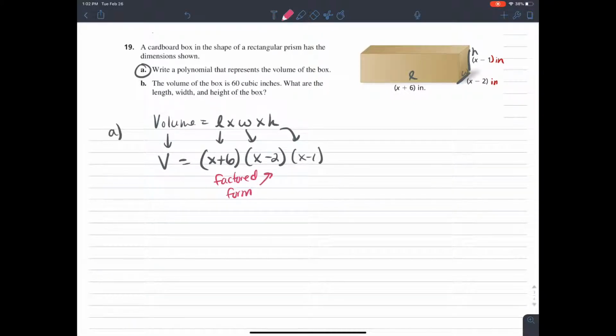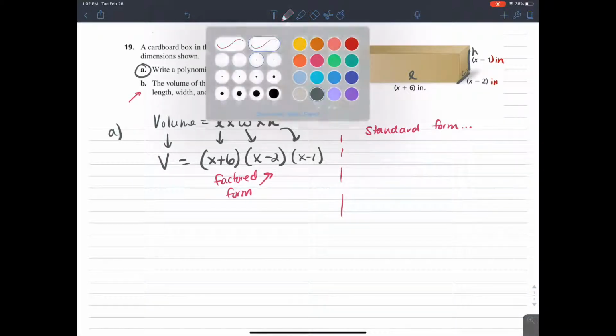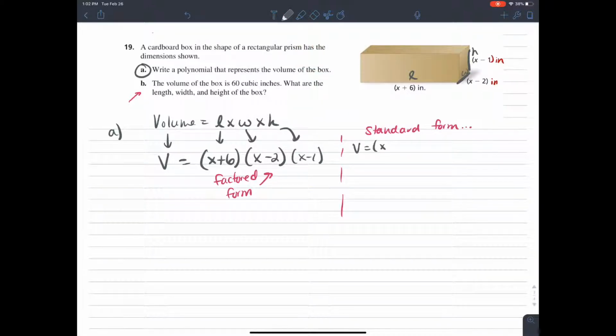It never tells us what form to do it in, but we could get it into standard form too. And standard form, while it doesn't require us to do it, it will help us with part B, so I'm going to show standard form for a second. How would I get this into standard form? Well, I just need to multiply and collect all the like terms.